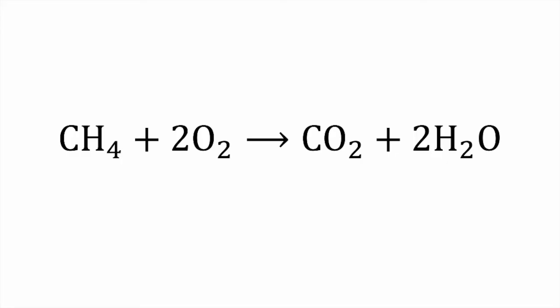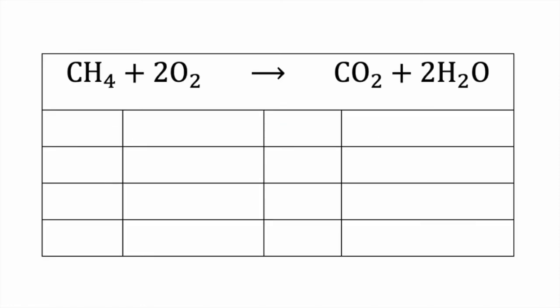Here's another example. We have methane reacting with oxygen to form carbon dioxide and water. Sometimes it's easier to count atoms if you draw a table like this one. Let's go through this, and we're going to look at the reactant side first. We have 1 carbon. The subscript to the right of the hydrogen tells us that we have 4 hydrogen atoms, and we have 2 oxygen molecules, and each of those molecules has 2 oxygens in it. This means we have 4 oxygen atoms total.